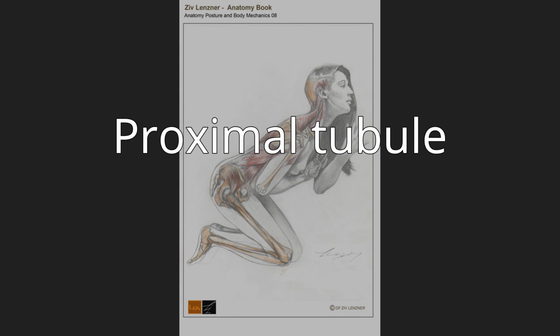Proximal tubule. The proximal tubule is the segment of the nephron in kidneys which begins from the renal pole of the Bowman's capsule to the beginning of the loop of Henle. It can be further classified into the proximal convoluted tubule (PCT) and the proximal straight tubule (PST).